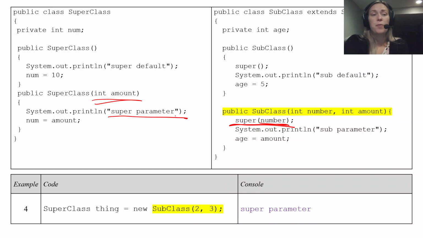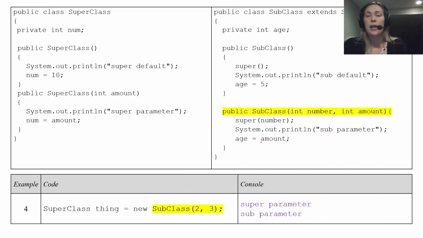Here I run super parameter. Num is going to be a 2. I come back here, I print off sub parameter, and 3 gets to be age. So those are the examples of the constructors being used, and again, just in the predictable way that we've always been using them.